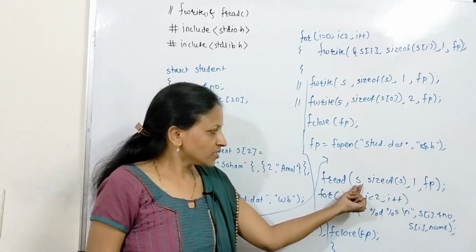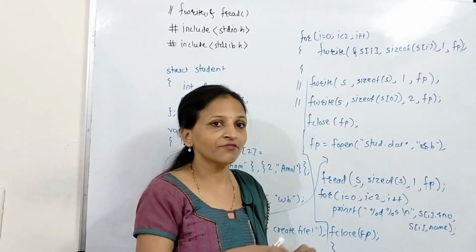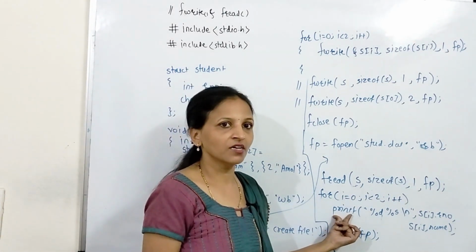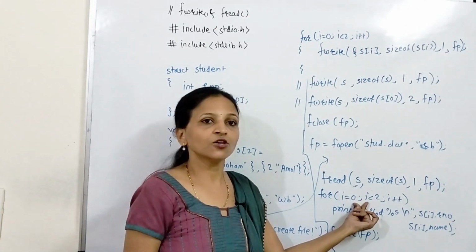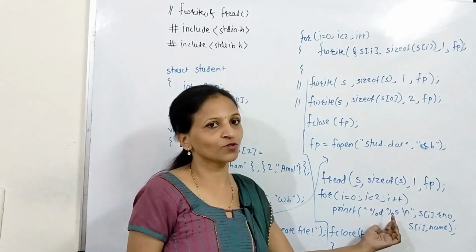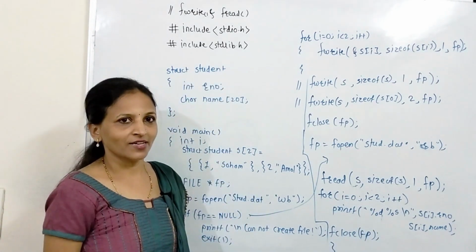Now here s holds the contents read from that file, and those we can display with the help of the printf function by placing this printf function in a loop, because there are two records in that array. One by one we will display them onto the output screen, and after displaying we will close that file. Getting it?